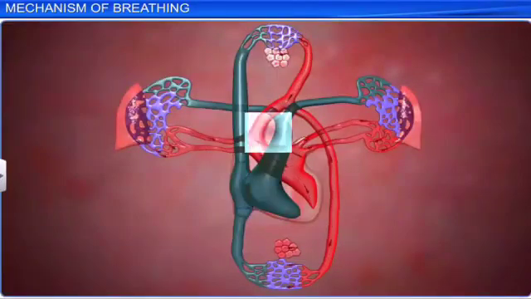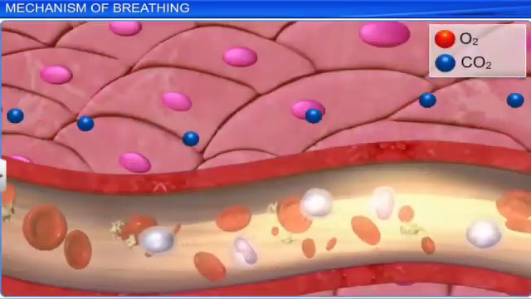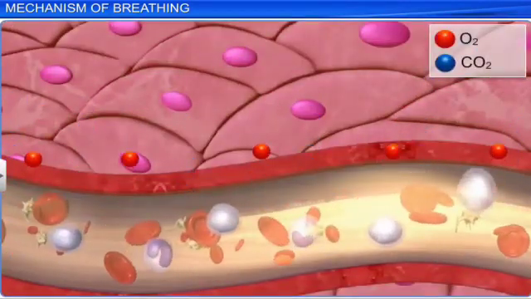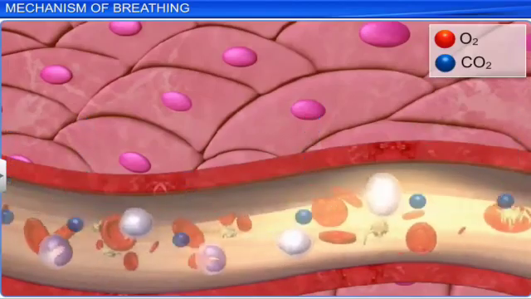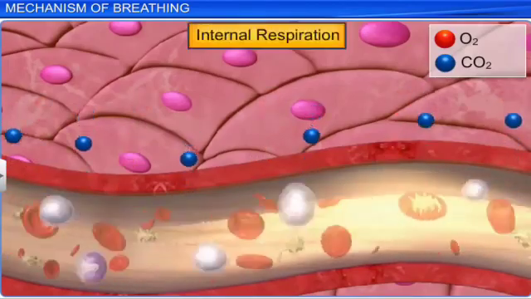Heart pumps this oxygen-rich blood to different tissues. Hemoglobin in the blood transports the oxygen. The diffusion of gases between the blood and the tissues is called internal respiration.